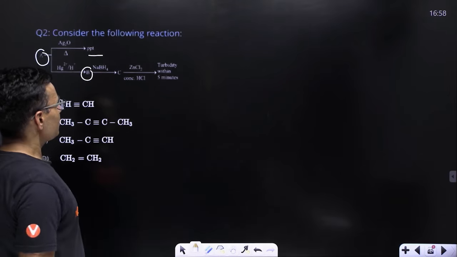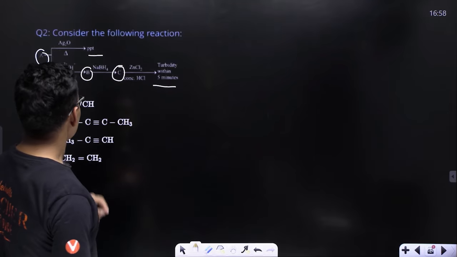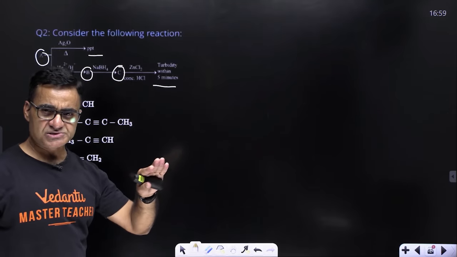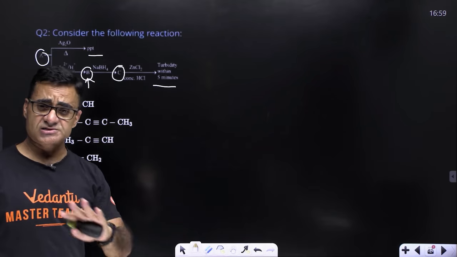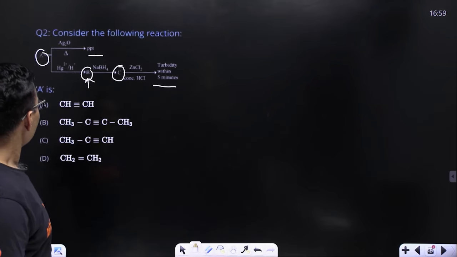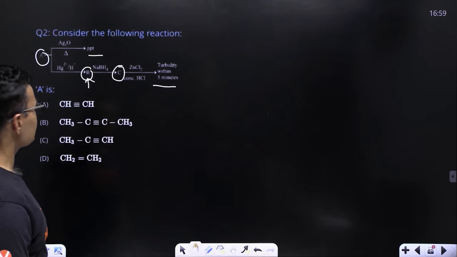All right, so this compound C is supposed to be a secondary alcohol, and NaBH4 का reduction product है secondary alcohol, so this compound B is expected to be a ketone, क्योंकि ketone का reduction product secondary alcohol होता है. Now from this particular information we need to find out the structure of A.